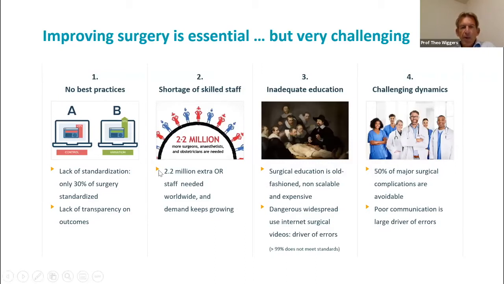Now, one of the biggest problems in the world is the shortage of skilled staff. If you look at this graph, an estimation from a couple of years ago, we need 2.2 million more surgeons, anesthetists, obstetricians, and OR staff. And this shortage is increasing and increasing. So what we have to do is increase the speed of our training, and increasing the speed of training and getting knowledge is possible with e-learning.